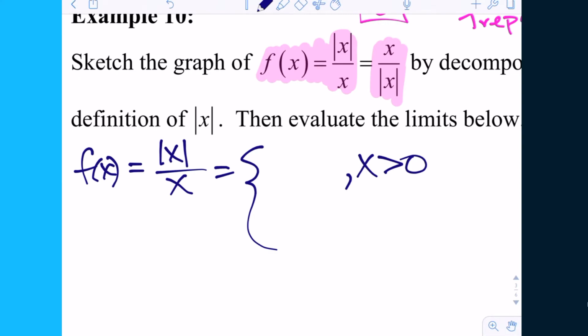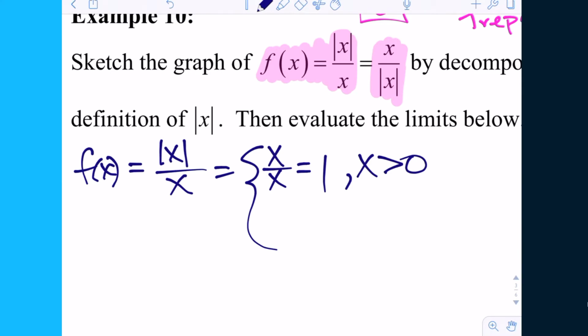Same thing. We just take it as is. So we could just drop the absolute values in the top. It's still going to be over x. And, of course, then we can simplify. What's x over x? 1. Okay? So you would write the program: if x is greater than 0, then let the function equal 1.